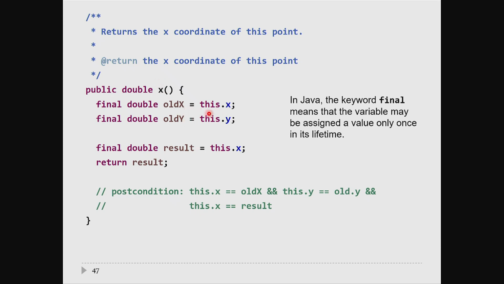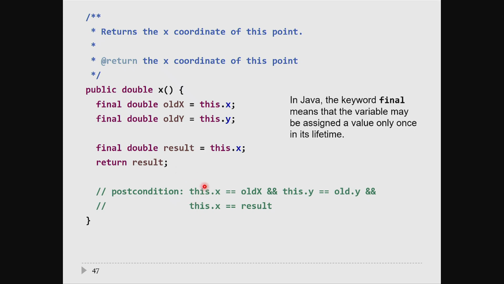I need to know what the current x and y coordinates of the point are when you call the method. So I have to store those somewhere. I'm going to store those in two variables called old x and old y. I'm going to mark them final because I don't want to accidentally change old x or old y inside of the method. The result is also final. So the result is going to be this dot x, and then I'm going to return the result.